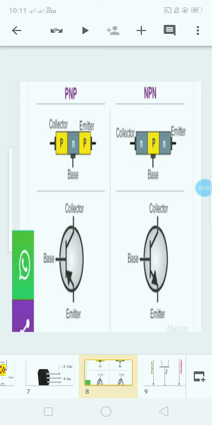Now the next is NPN transistor. In this transistor, we will find one P-type material that is present between two N-type materials. NPN transistor is basically used to amplify weak signals to strong signals. In NPN transistor, the electrons move from the emitter to collector region, resulting in the formation of current in the transistor. This transistor is widely used in the circuit.